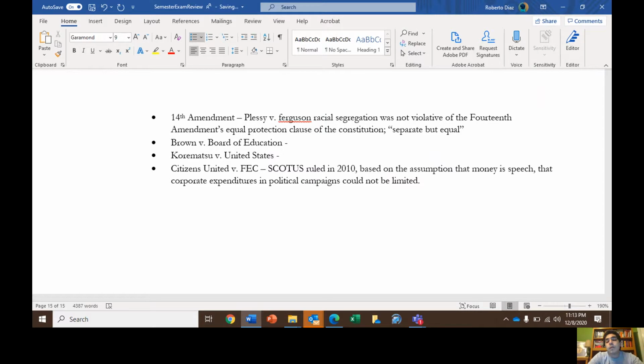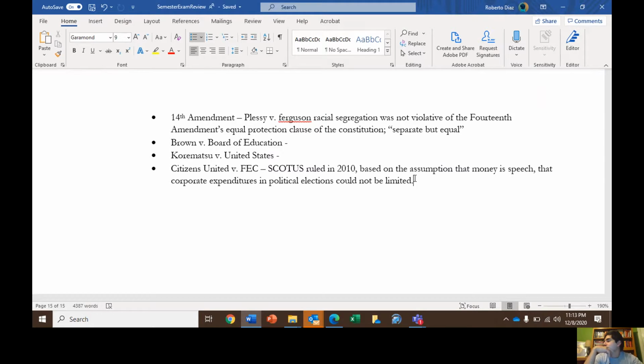The Supreme Court had ruled previously that contributions to political campaigns could not exceed more than $2,700, but corporate expenditures in political elections, I should say, could not be limited. So meaning we talked about how this gives rise to super PACs or super political action committees, which in theory are not supposed to coordinate with political campaigns, but oftentimes they do, with very weak enforcement of the law by the Federal Election Commission.